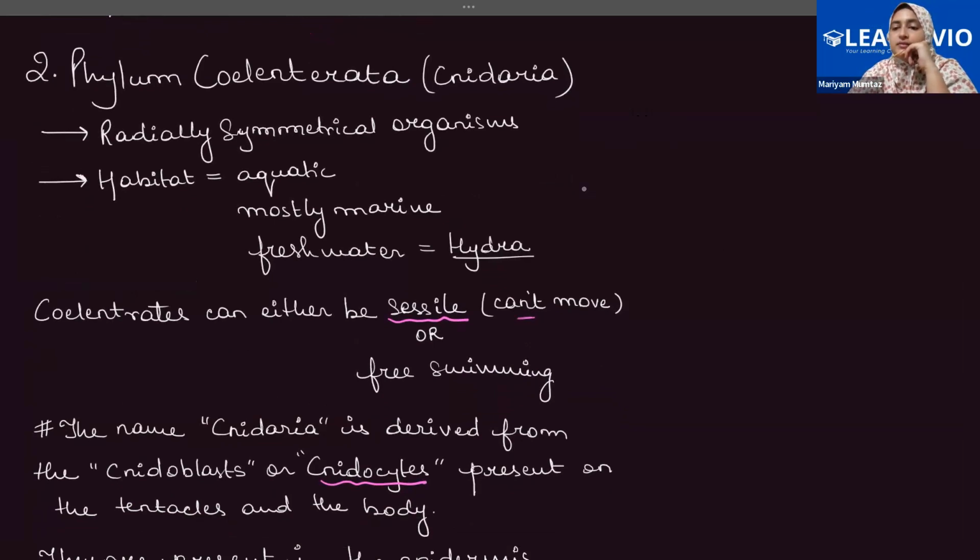Now these organisms have radial symmetry present in them. Meaning that you can divide from any plane and their body will be divided into two halves, but those halves will not be identical left and right halves. In terms of habitat, they are aquatic. Most of them are found in the marine habitat, and some of them, particularly hydra, are found in the freshwater habitat. Have you heard about hydra before?